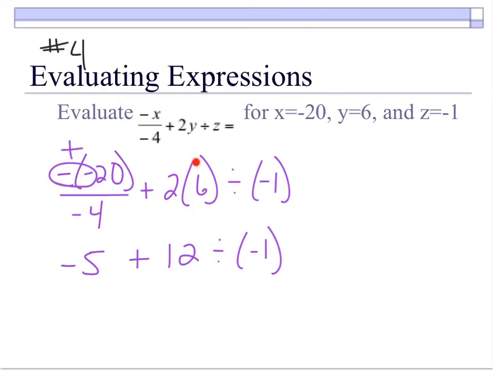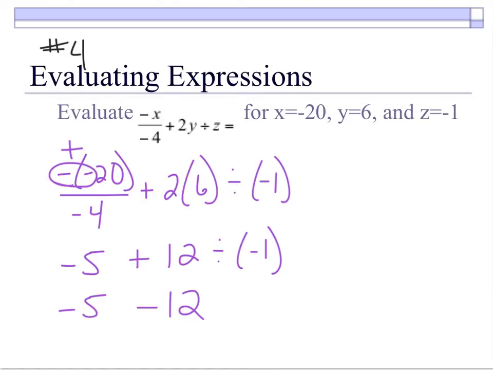Then I went to the next part, and this was my second term of multiplication. 2 times 6 is 12. And then my third, I have a division problem here, and it's time to do that next. I couldn't do that until I did this part because this was on the left side before the division. So I need to do that next. As you can see here, I have a +12 divided by a -1. Positive divided by negative is negative. 12 divided by 1 is 12.